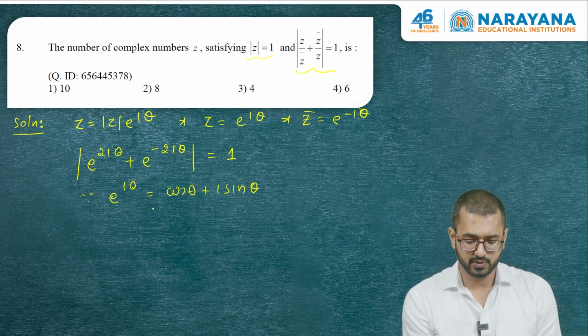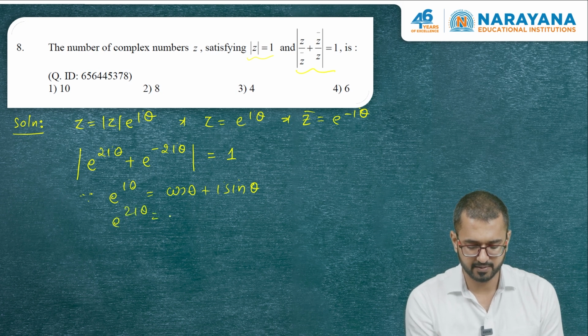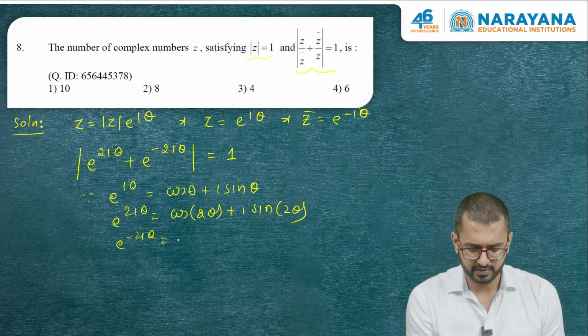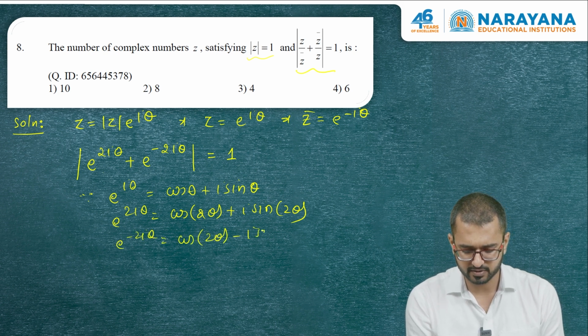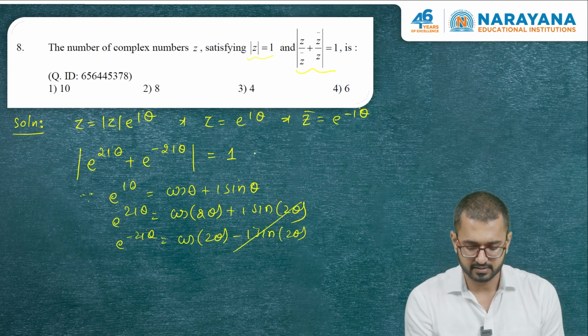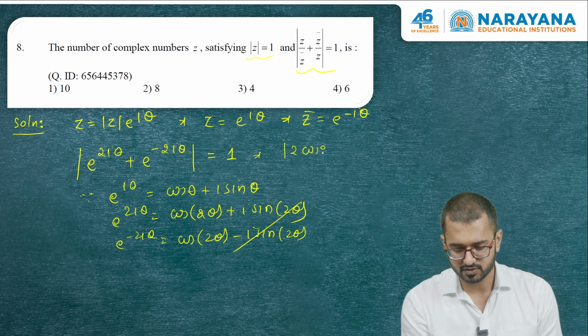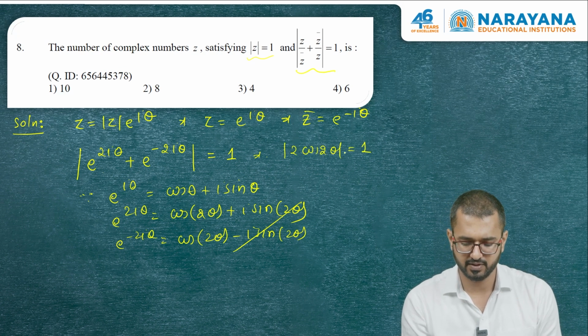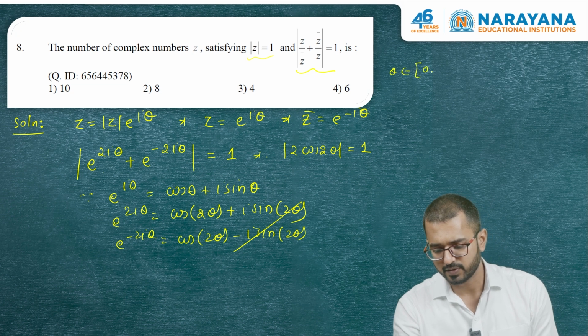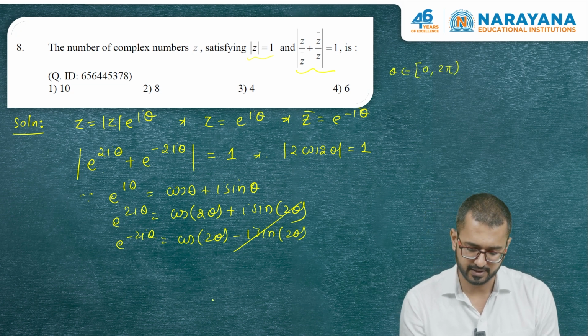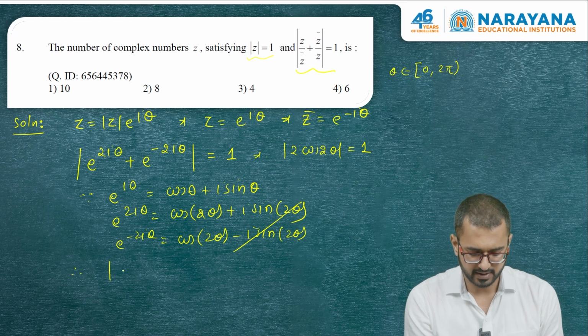Now at the place of theta, if you write down 2 theta, it will not change. So e power 2i theta will become cos 2 theta plus i times sin 2 theta. So if I write down e power minus 2i theta, it will give me again cos of 2 theta, but this will be minus i sin 2 theta, because sin of minus theta is minus sin theta. Adding both the equations, this thing will become mod of 2 times cos 2 theta is equal to 1, and we know our theta belongs to 0 to 2 pi, right? So that means we have here mod of cos 2 theta is equal to half.